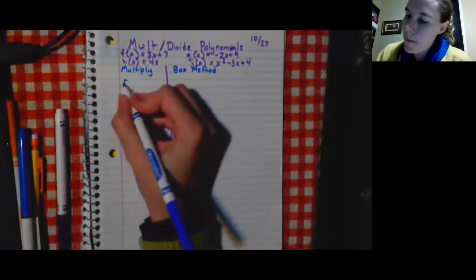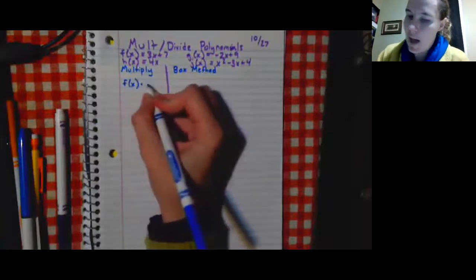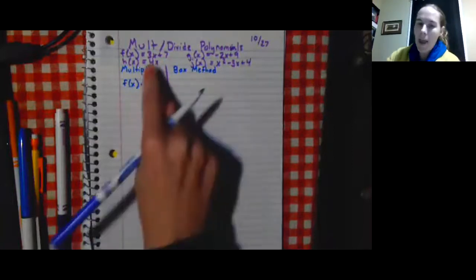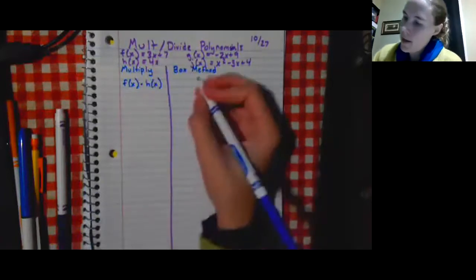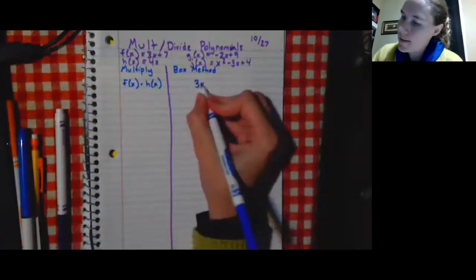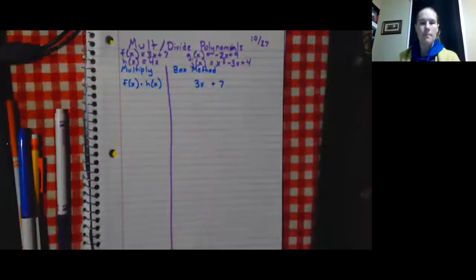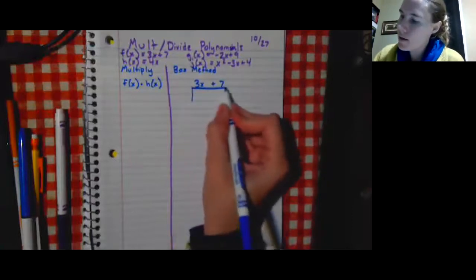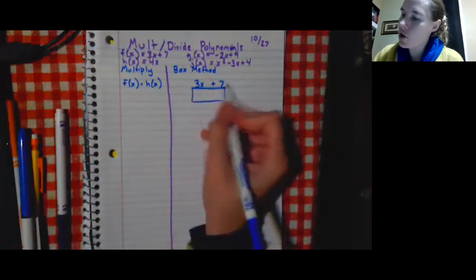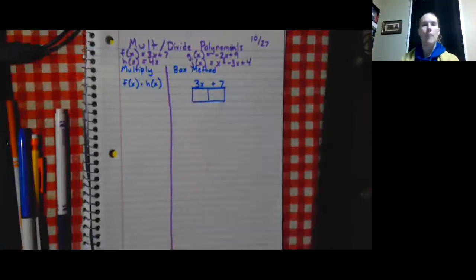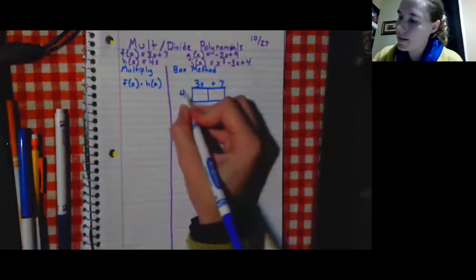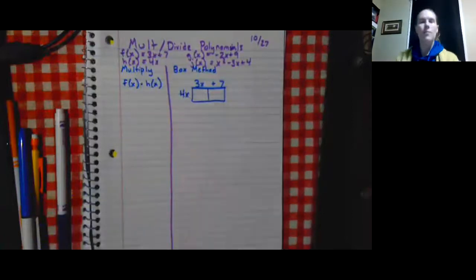So we're gonna first start by finding f of x times h of x. So my f of x is here. It is 3x plus 7. So I'm going to create a box. And because I have two terms on the top, I'm going to split it two ways here. Then my h of x is 4x. I don't need to split it this way because there's only one term there.